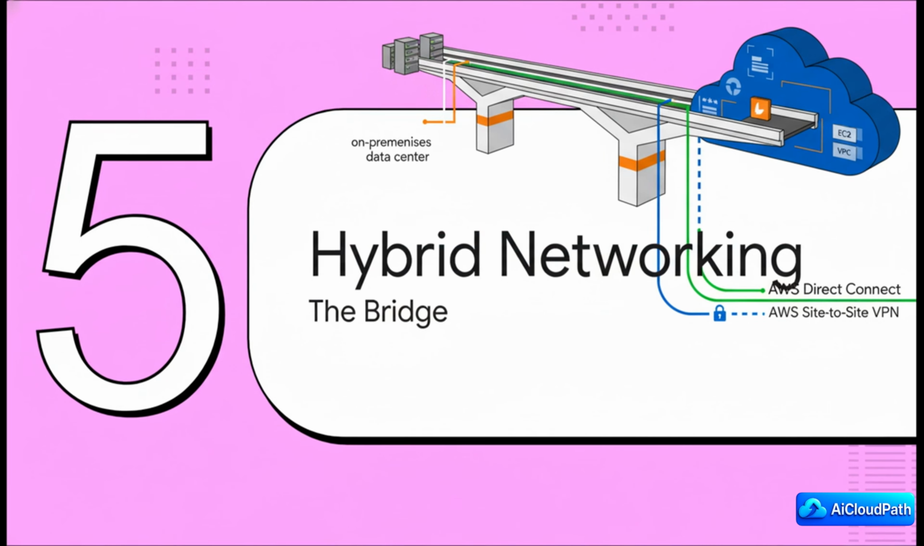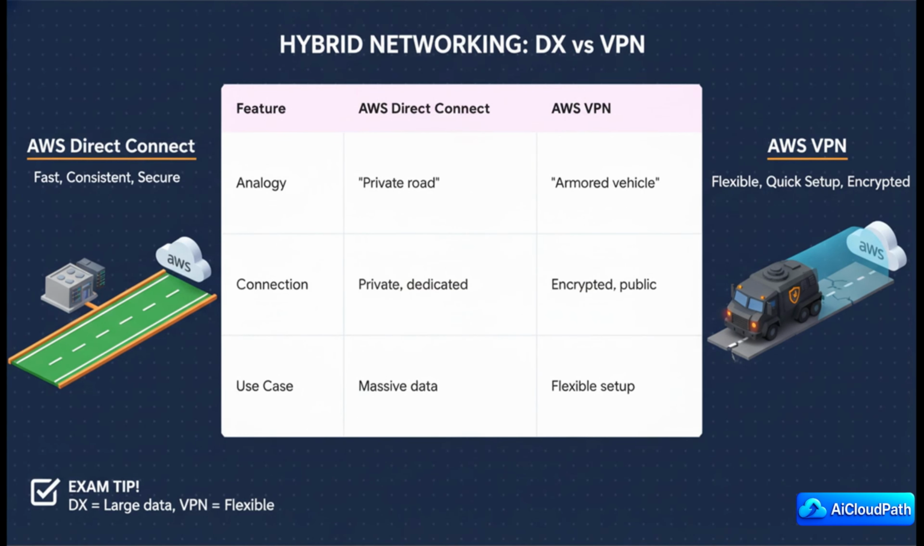Okay, we are on the home stretch. One last crucial piece. So far, everything's been happening in the AWS cloud. But what if you still have your own on-premises data center? How do you connect your cloud fortress to your company headquarters? You've got to build a bridge. And you have two main options for that bridge.